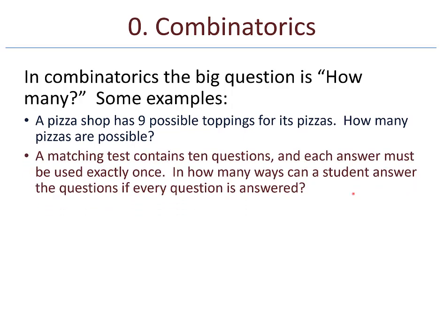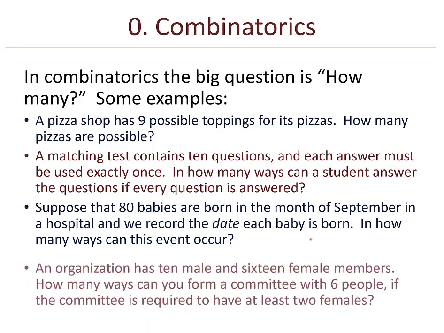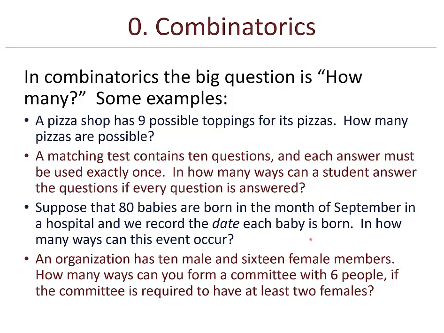A matching test contains 10 questions, and each answer must be used exactly once. In how many ways can a student answer the questions if every question is answered? Suppose that 80 babies are born in the month of September in a hospital, and we record the date that each baby is born. In how many ways can this event occur? An organization has 10 male and 16 female members. How many ways can you form a committee with 6 people if the committee is required to have at least 2 females? In all of these questions, we are counting things. That's what combinatorics is all about. How do you count?